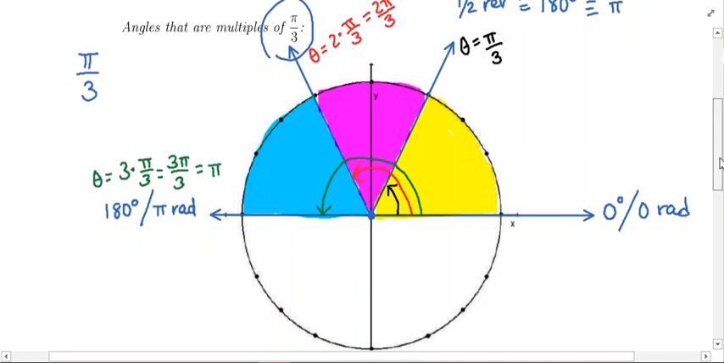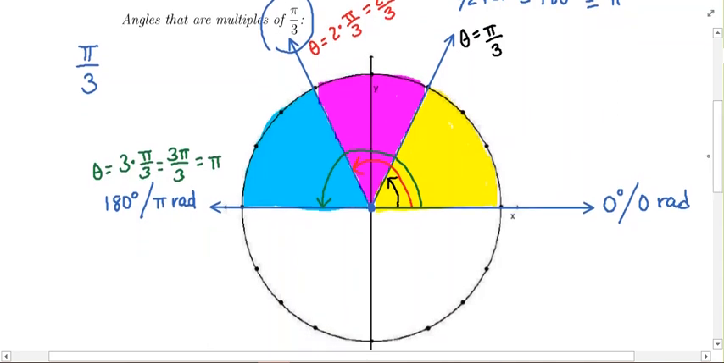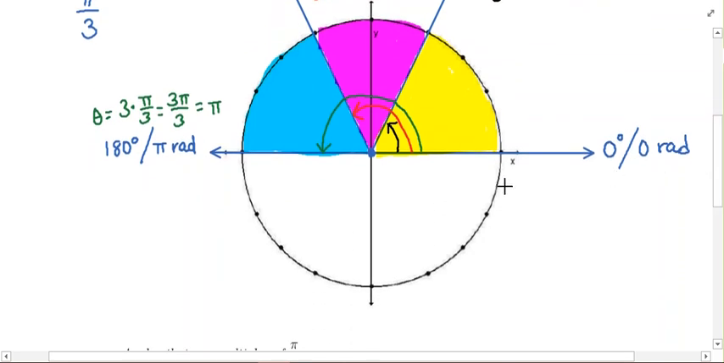Now you can keep doing this. We did this to the top half of the circle, and you can do it to the bottom half of the circle as well. So what you could do here is continue on. You can take the bottom half of the circle. The bottom half of a circle is still half a circle, so it will also measure 180 degrees or pi radians. You can break it up into 3 equal parts.